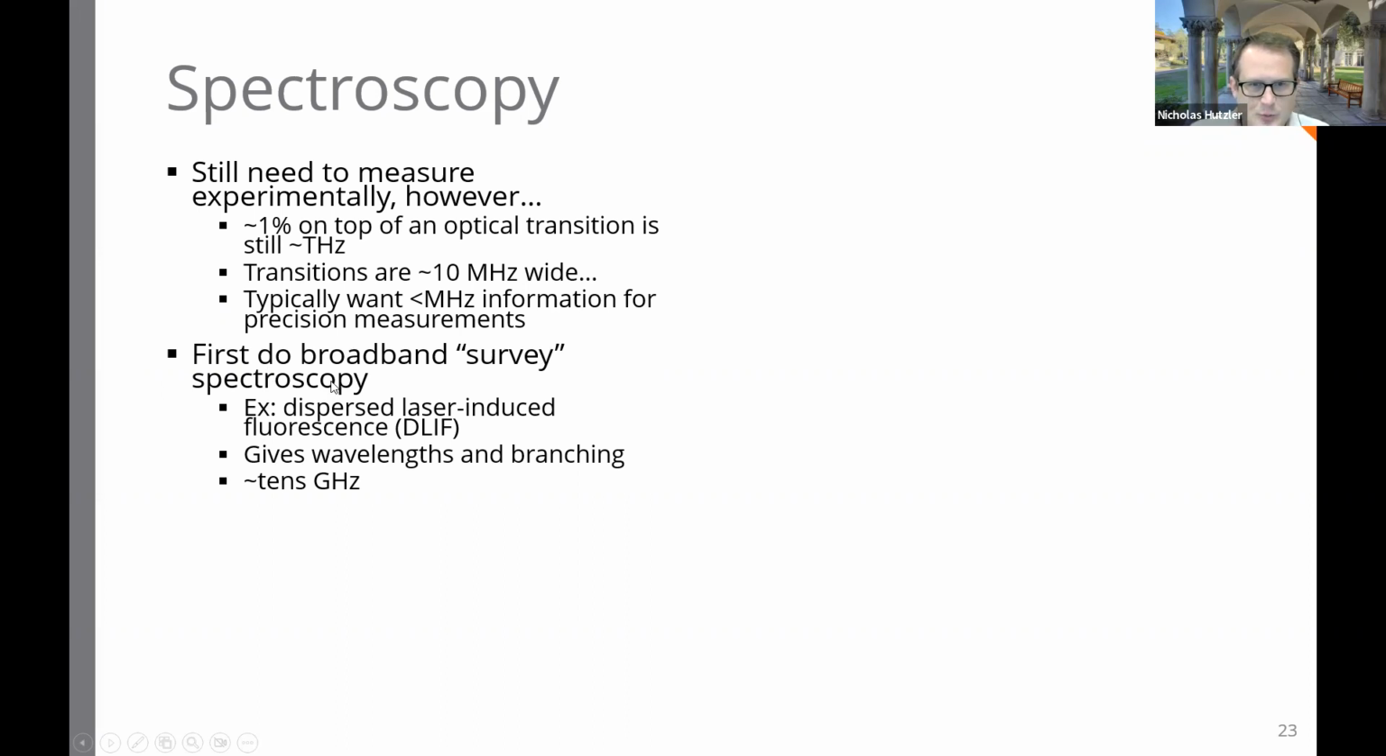So first you do broadband survey spectroscopy, looking for these little tiny lines on top of these big uncertainties. For molecules that are really complicated and poorly understood, you might not even know what's up there. You just have to search around and see what you find. And so first you do broadband, low resolution spectroscopy.